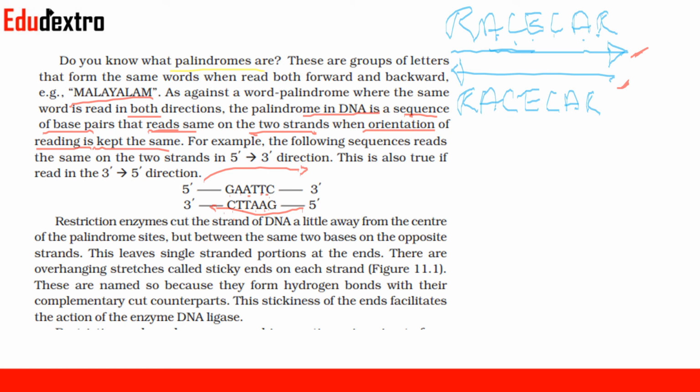Now this is the palindromic sequence. If you read from 3' to 5' direction also, it is CTTAAG, and even over here CTTAAG. So this is called the palindromic sequence.